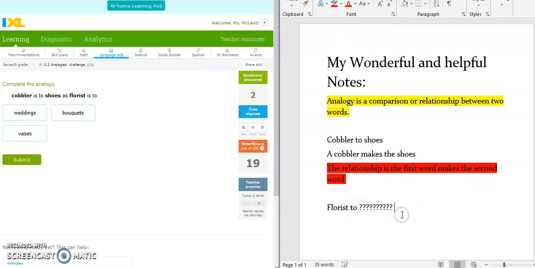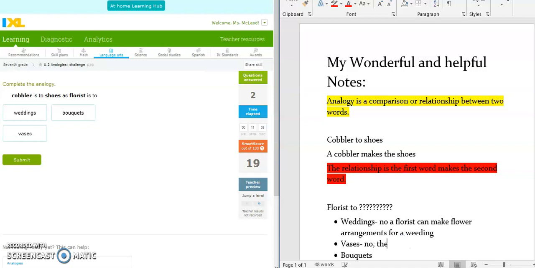So now I have florist, all right? So let's see, what are my options? Weddings, vases, or bouquets? So which one of these does a florist make? Does a florist make a wedding? No, a florist can make flower arrangements for a wedding, but they don't actually make the wedding, do they? They just make the flowers. Vases. Well, no, a florist doesn't make vases. No, the florist can use the vases, but doesn't really make them.